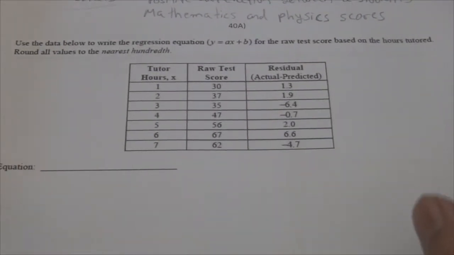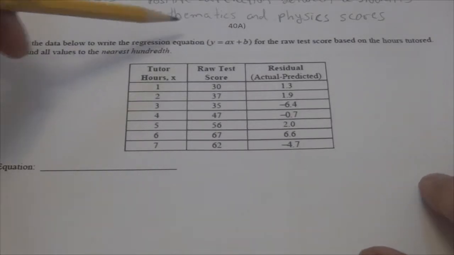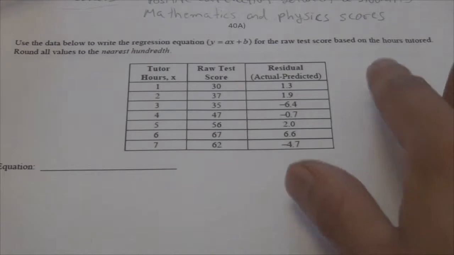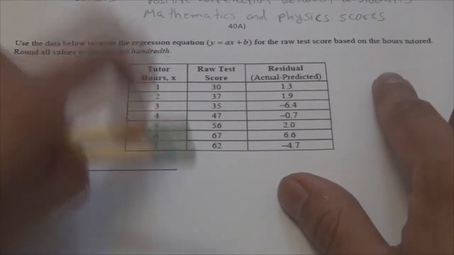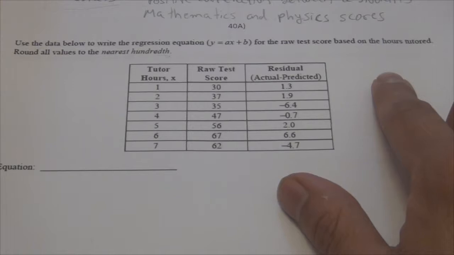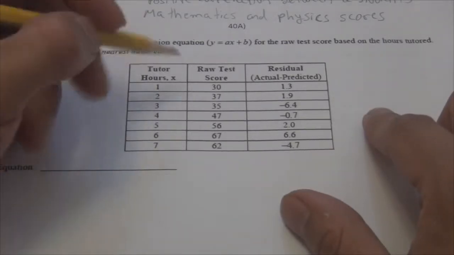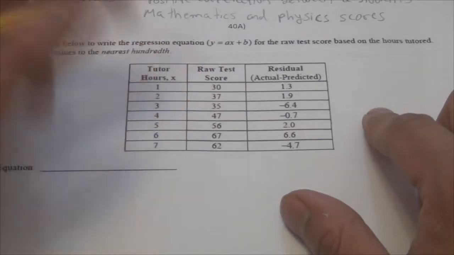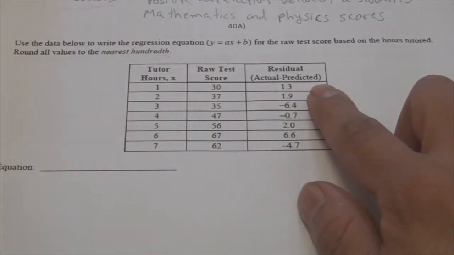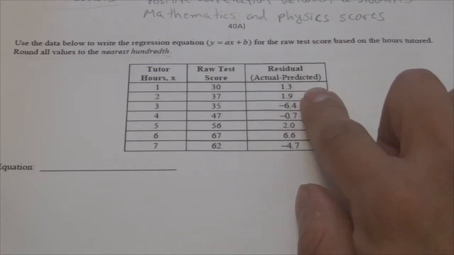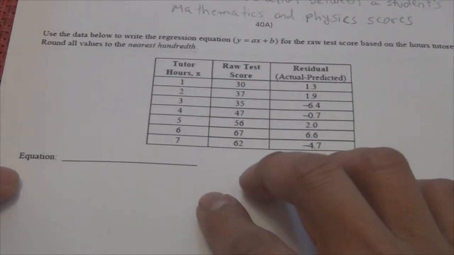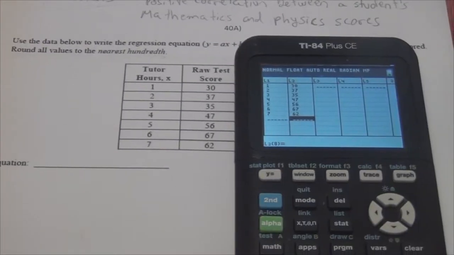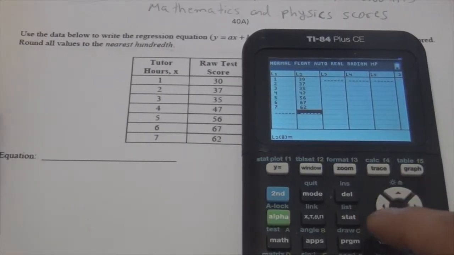Oh, okay. It says use the data below to write the regression equation for the raw test scores based on the hours tutored, round all values to the nearest hundredth. Okay, so we're talking about the test scores. So let's do it. What you're gonna do is you're gonna put this is your x, this is your y. We spoke about residuals a while back. We're not using it yet, but we know what it means. All right, so what will be the equation? Use your calculator and calculate the equation. All right, and we're talking about linear.